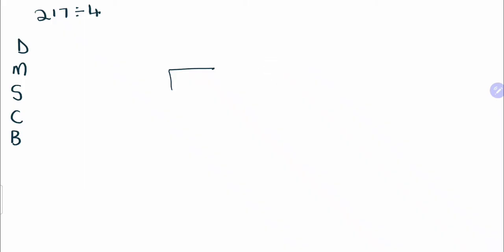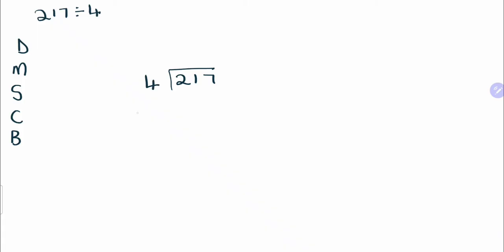All right, so let's go. Now, what number goes on the inside of the division sign? 217, because 217 is our dividend. And then our divisor goes on the outside.